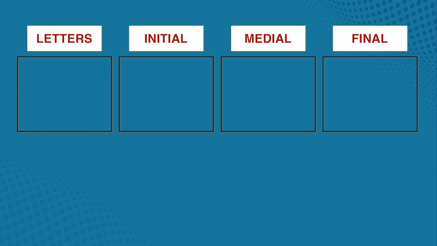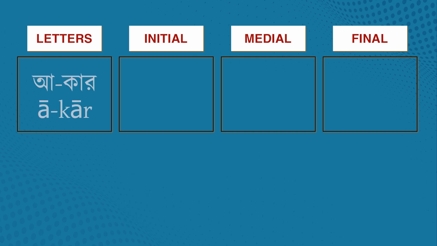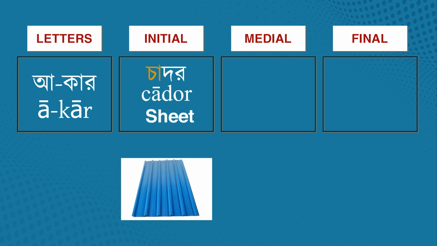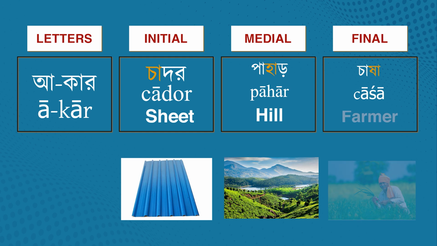The third letter we have here is a. It can occur in initial position in akash, which means sky, and it can't occur in final or medial position in its original form. The next we have here is akar. In initial position, we have chador, which means sheet. In medial position, we have pahar, which means hill. And in final position, we have chasha, which means farmer.